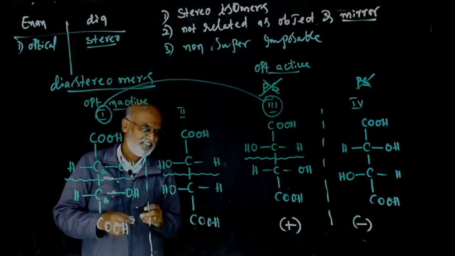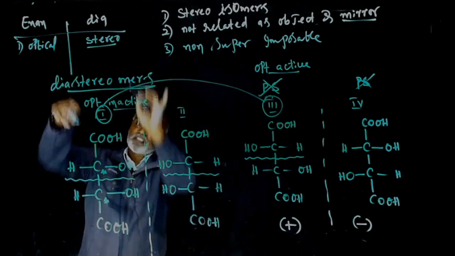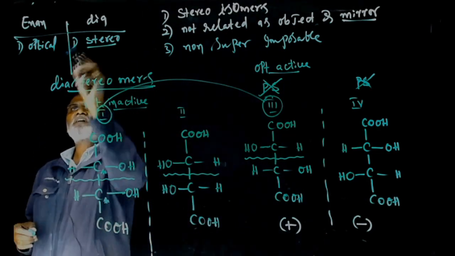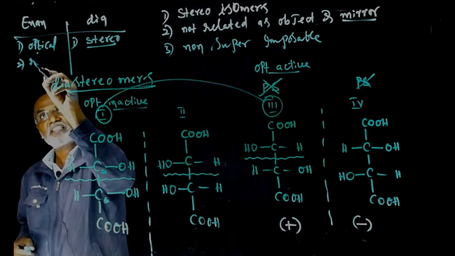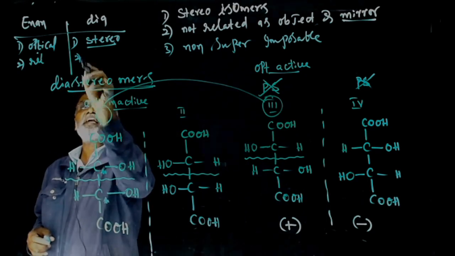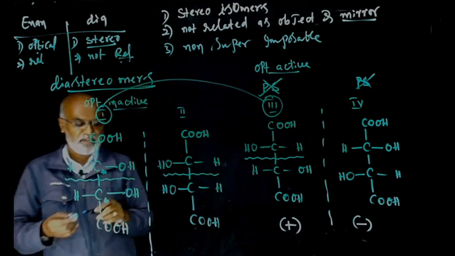Stereoisomers. Don't forget, it is very interesting. There is a difference in the first condition. So, a pair of optical isomers, a pair of stereoisomers, related with each other as an object and mirror image, not related with each other as an object and mirror image.